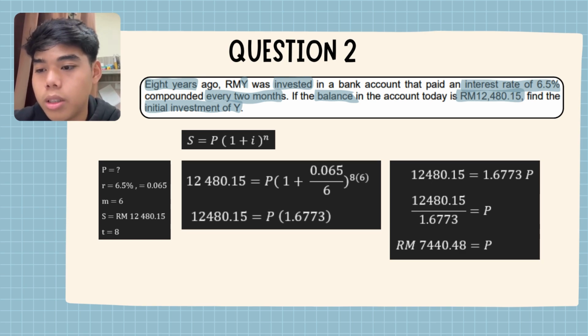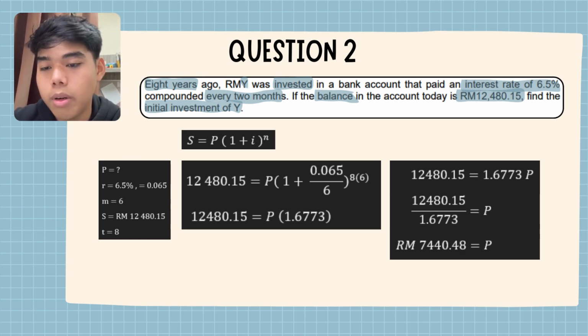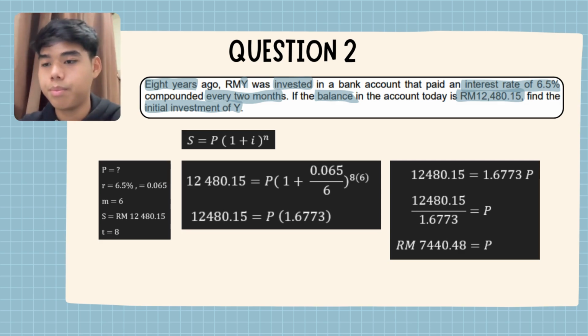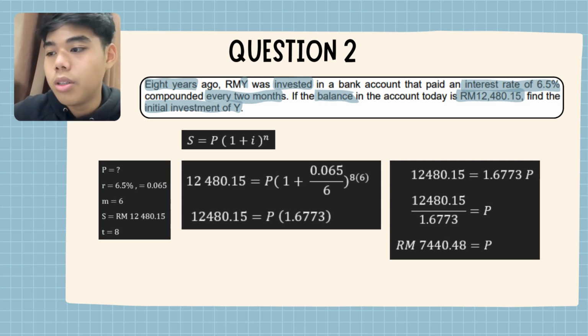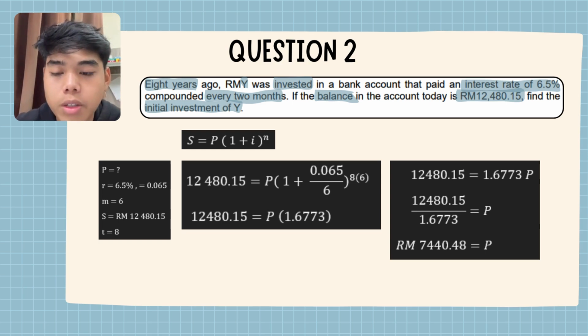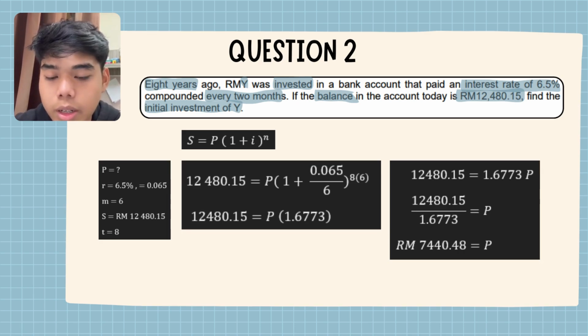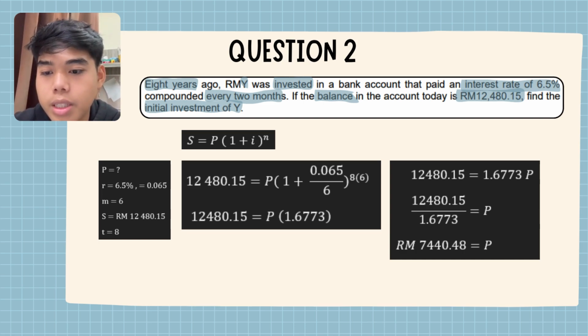We just use the formula S equal P, open bracket 1 plus I, close bracket, N. So just substitute the values in the formula. 12,480 ringgit 0.15 cents equal P, open bracket 1 plus 0.065 divided by 6, close bracket, 8 multiplied by 6. So 12,480 ringgit 0.15 cents equal P, open bracket 1.6773, close bracket. So 12,480 ringgit 15 cents equal 1.6773 P.